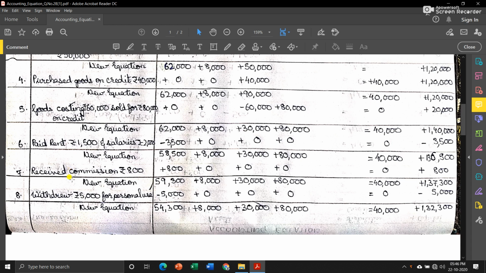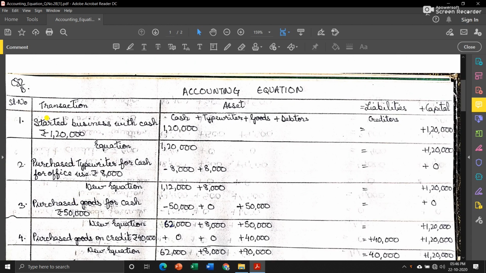There were 8 transactions on the transaction side. It's the same. Everything that is given in the question is the same. The only thing that we will be discussing today is the equation part. Now the format you already saw in previous sessions. First column will be serial number, then the transaction, then our main equation, that is asset equal to liabilities plus capital.